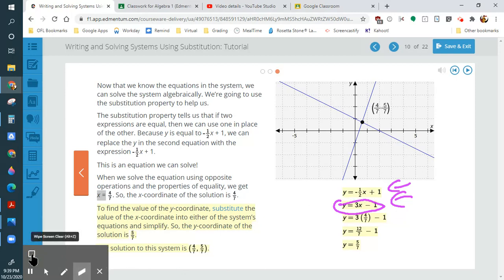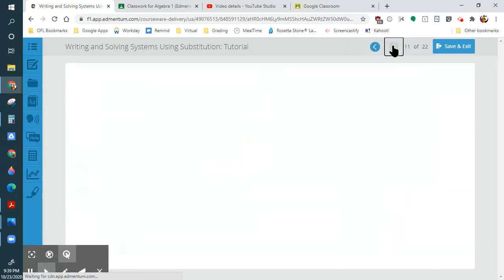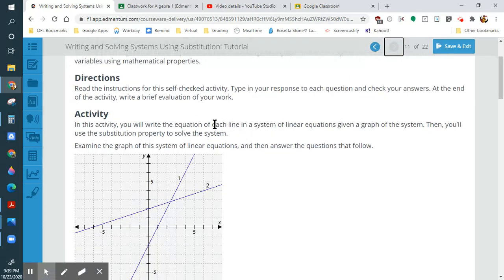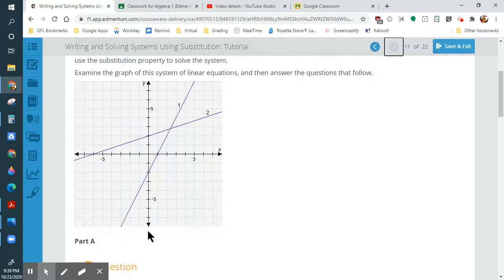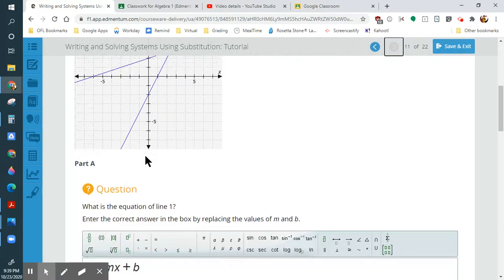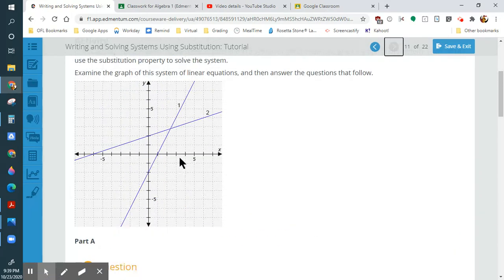Okay, so here we are going to move on and we're going to try it ourselves now. Now we're going to try to solve this ourselves. So we have these two equations. Well, guess what? We have to figure this equation out. We're going to figure out line 1. The first thing I'm going to do is figure out what my y-intercept is. What is my b? Well, my b looks like it is right here at 2.